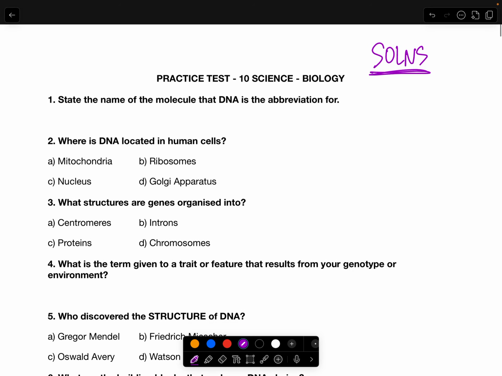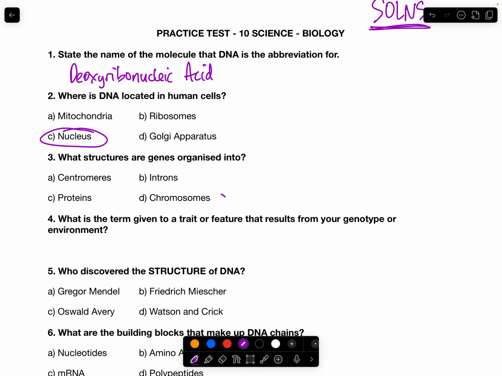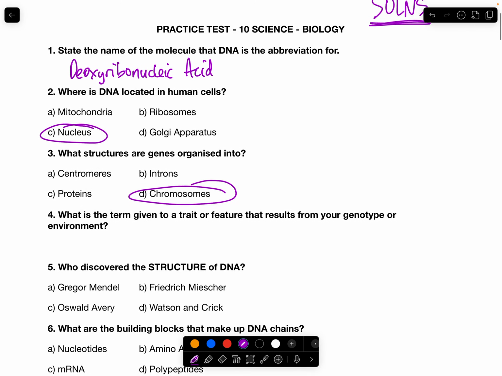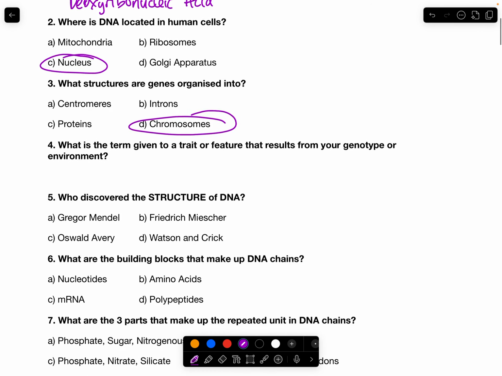State the name of the molecule that DNA is the abbreviation for. Deoxyribonucleic acid. Where's DNA located in human cells? It's in the nucleus. What structure are genes organized into? Chromosomes. What is the term given to a trait or feature that results from your genotype or environment? Characteristic.